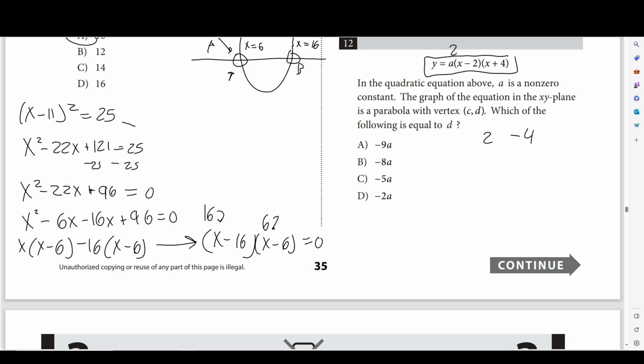But we know that 2 and negative 4 belong here as zeros because when you plug in 2 and negative 4, it makes the whole thing 0. 2 minus 2 is 0. Negative 4 plus 4 is also 0. Anything times 0 is 0, right? Now, it's telling us that our vertex is at C, comma D.